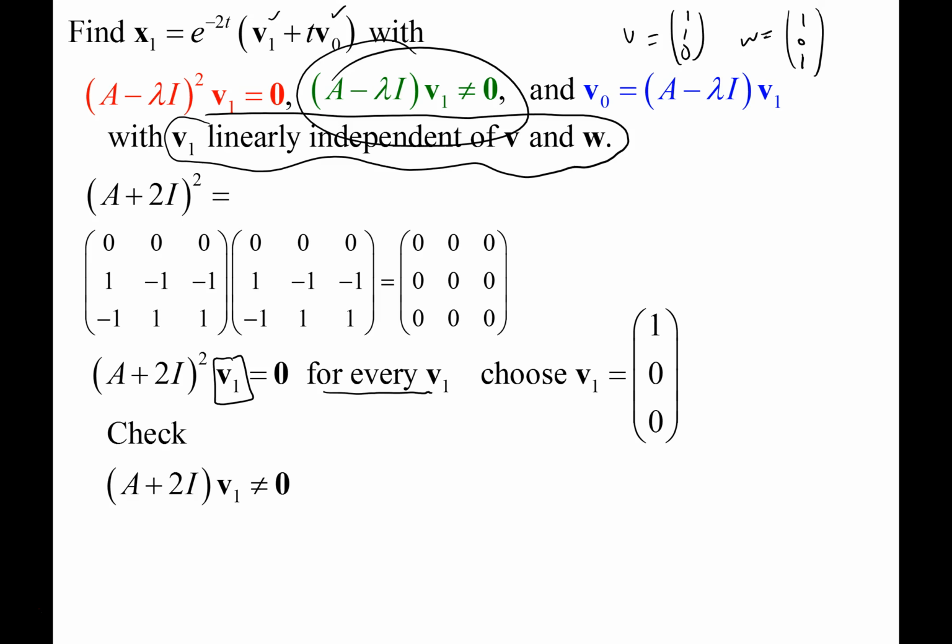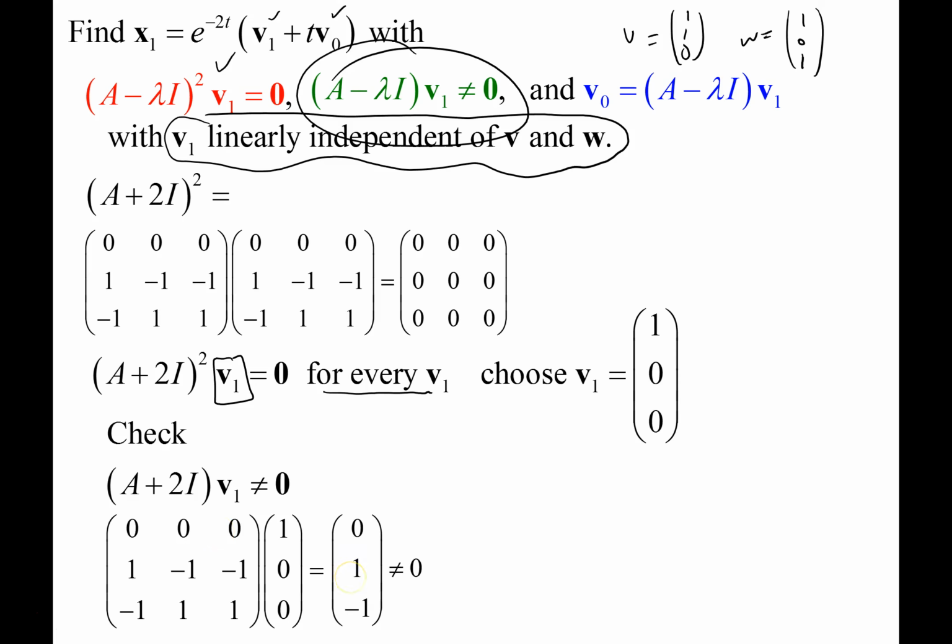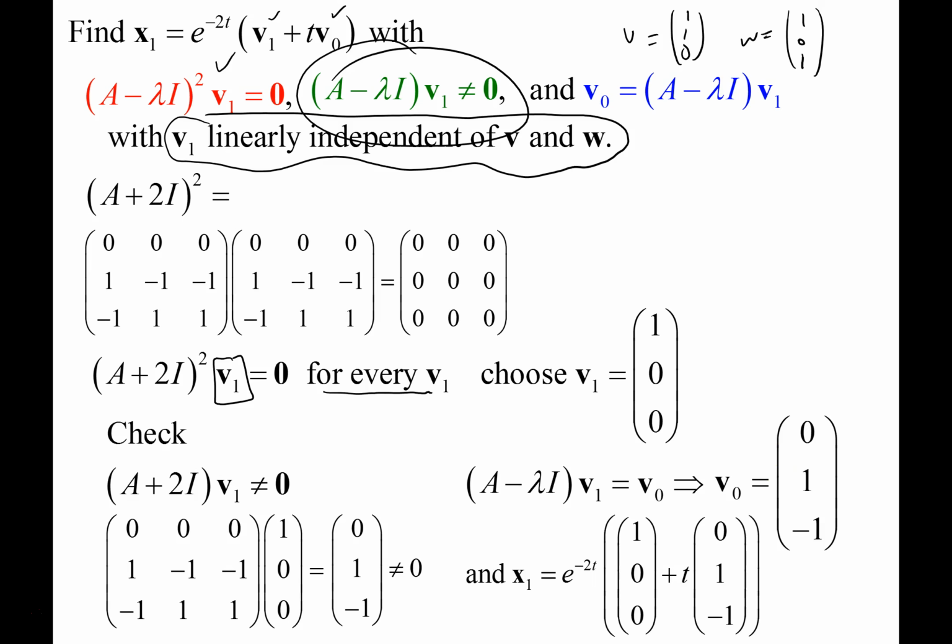And so we're already set up that (A minus lambda I) squared v1 is 0. Now we're going to check and make sure that A minus lambda I v1 is not 0 by multiplying this out. And what we'll be picking up is column 1. And we call that guy v naught. And then our solution x1 is built off of v1 and v naught. It's e to the lambda t (v1 plus t v naught). So we found our x1.